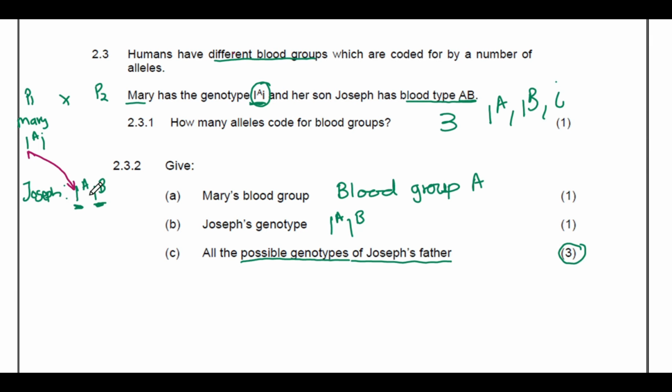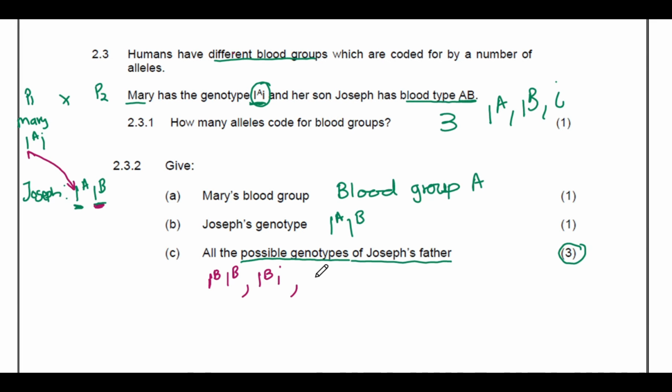So now we need to determine the father's genotype that would have allowed Joseph to inherit allele IB. So the possible genotypes is IBIB, because if the father is IBIB, Joseph could have inherited any of these alleles from these two. It is also possible that the father is blood group B but heterozygous. So if the father is heterozygous of blood group B, Joseph would have obviously inherited this allele IB.